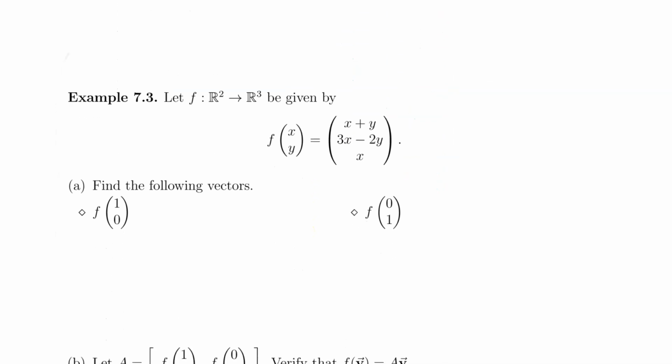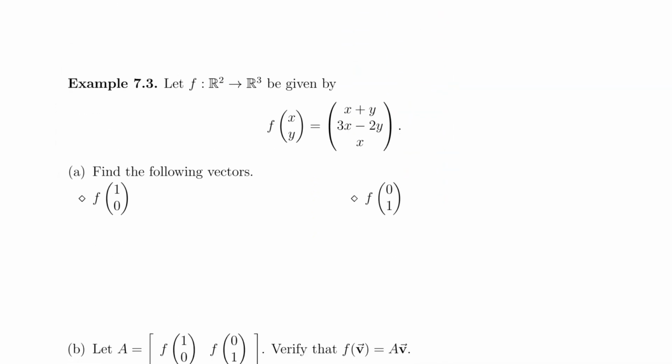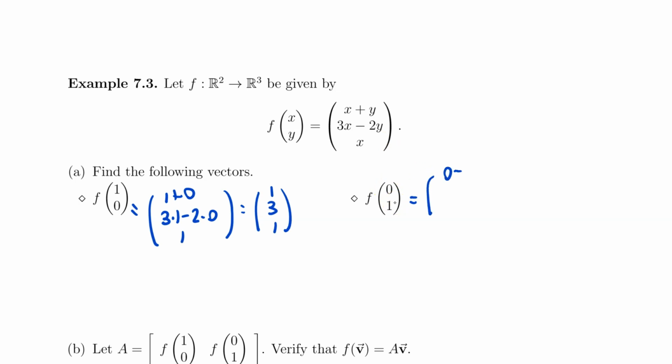So let's take a look at the example that we have from earlier. f of (x, y) is this thing: x plus y, 3x minus 2y, and then x. If I want to find f of (1, 0), then I can just plug 1 in for x and 0 in for y. So this is going to be 1 plus 0, 3 times 1 minus 2 times 0, and then just 1. This is going to be (1, 3, 1). And if I want to find f of (0, 1), I'm going to plug 0 in for x and then 1 in for y. So I'll get 0 plus 1, 3 times 0 minus 2 times 1, and then just 0 here. And this is going to be (1, -2, 0).